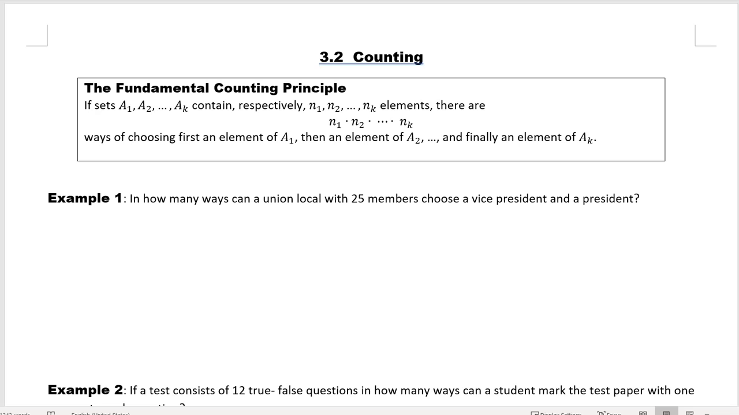Okay, so if we can divide the activity into steps, then we multiply them. And if we can divide the activity into cases, then we add them.